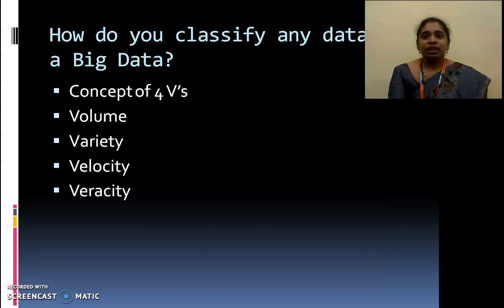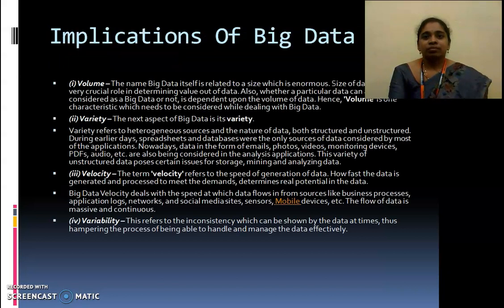How do you classify any data as big data? This is possible with the concept of 4 Vs. If all the 4 Vs are satisfied, then we can consider that data is big data. These are the characteristics of big data. First one is volume. Every second we are getting a large amount of data. The size of the data plays a very crucial role in determining value out of the data. Volume is one characteristic which needs to be considered while dealing with big data.